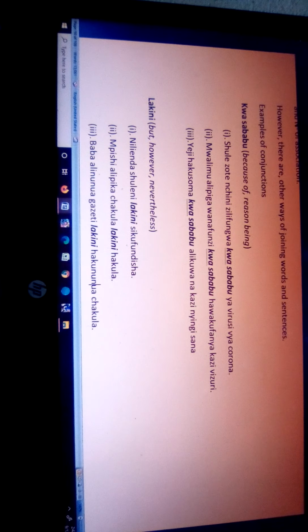Then I told you, when you use ni on a verb, for instance, karibuni, karibu just means welcome. So when you say karibuni, it means many. You are more than one. When you are welcoming more than one person, you say karibuni. We also have another verb like ingieni, come in. You know, when you are more than one is when you use ni on a verb. So ni on a verb is used when you are referring to more than one person.